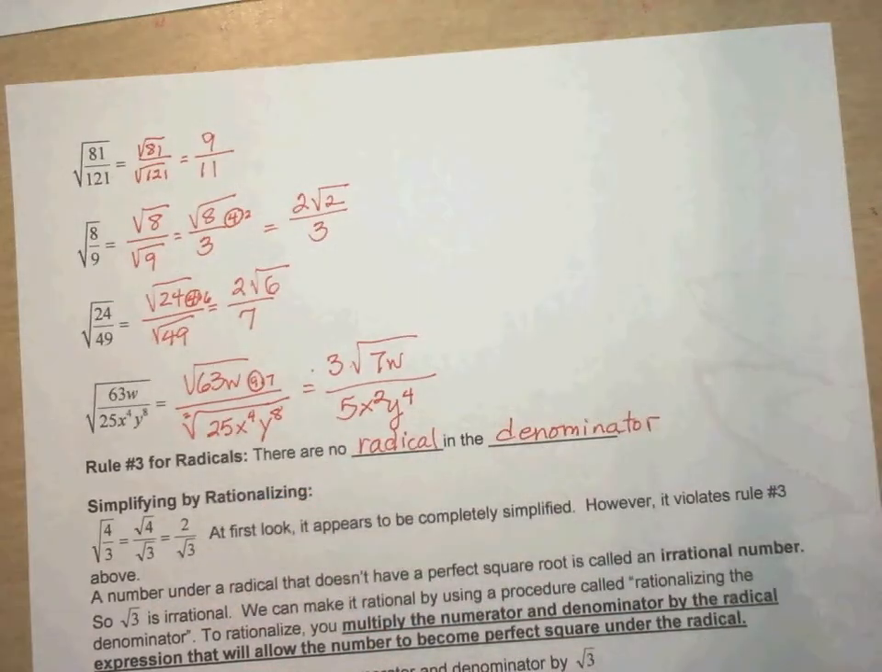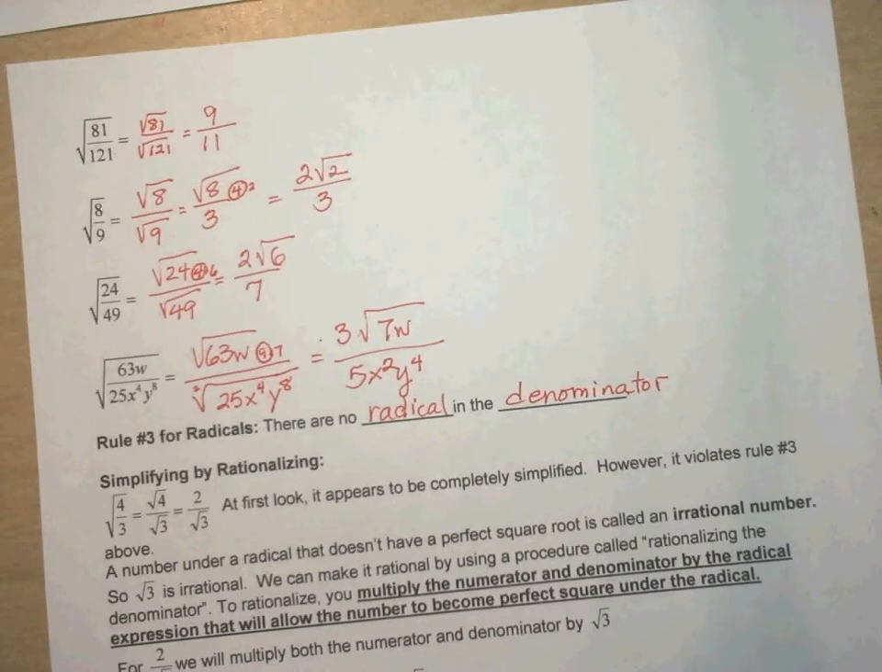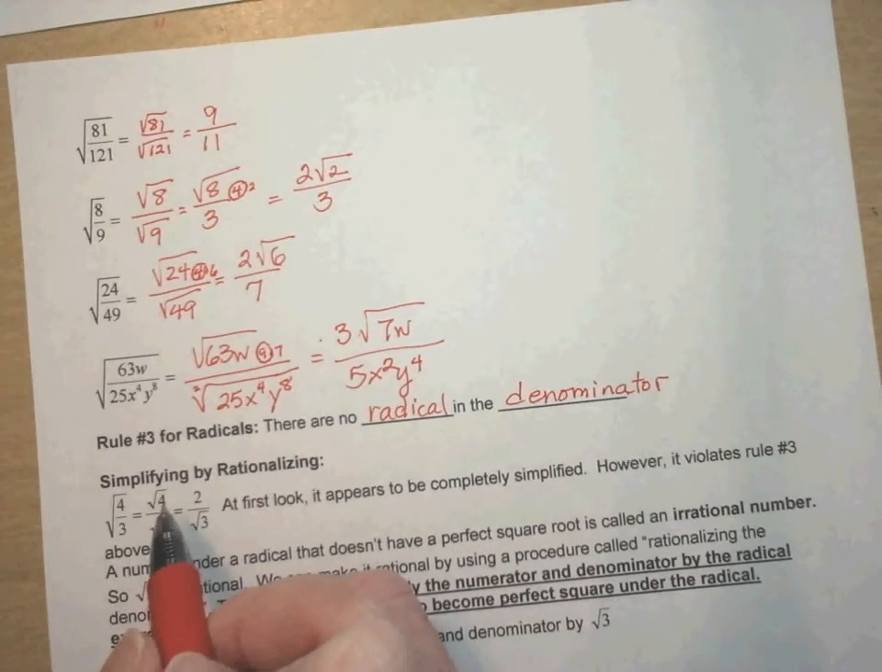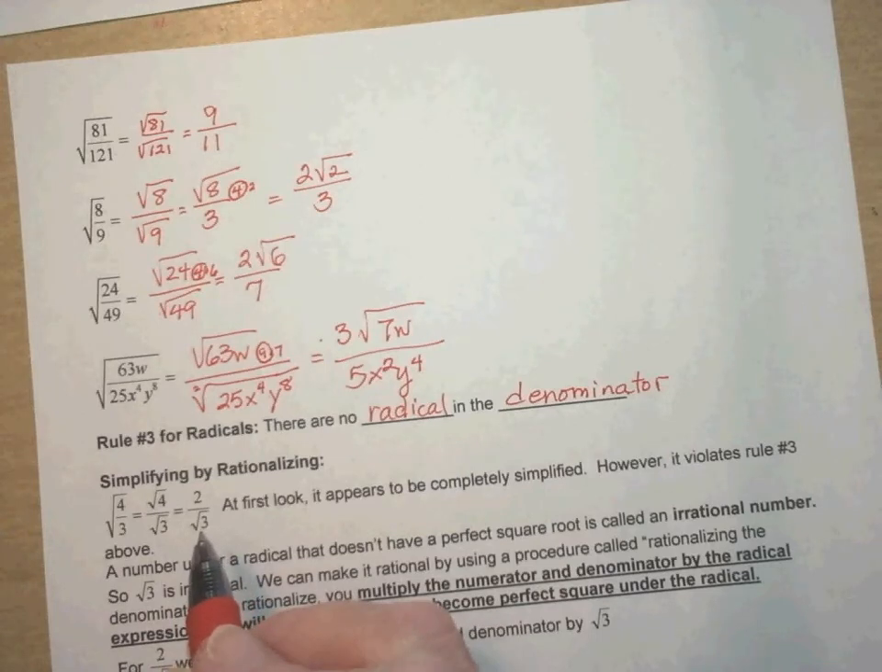Now down here we're going to see what happens if I do the same process on this first one with the square root of 4 over the square root of 3, and I break it apart. The square root is going to come out to be a 2 on the top because the square root of 4 is 2, but the square root of 3 doesn't simplify, so it leaves a square root on the bottom.